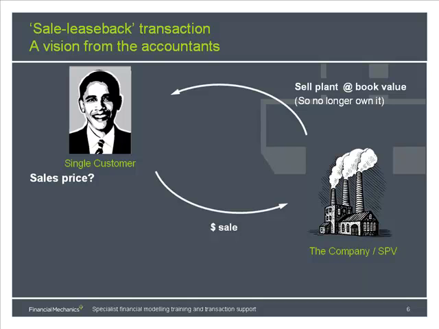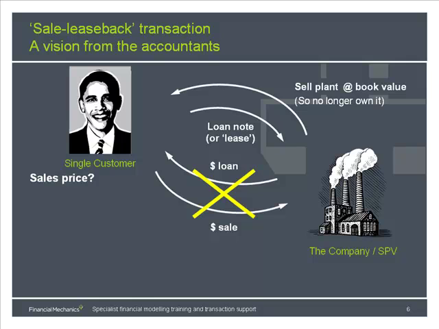He calls you up the next day with some further bad news. He says that he doesn't have any money. You're going to have to lend him the cash that he needs in order to buy the widget plant from you. So, kind of seller-based financing, if you will. And for that money that you send him, which of course will cancel out with the sale money, so the cash flows don't exist, you'll get a loan note or a lease back from the customer.